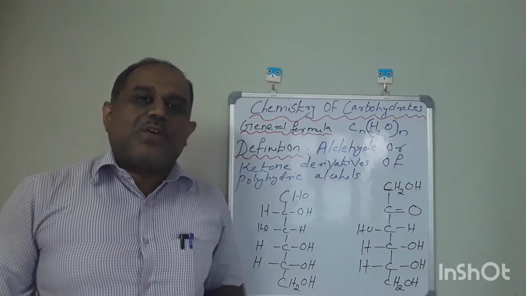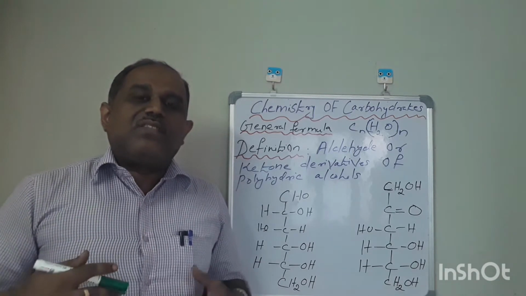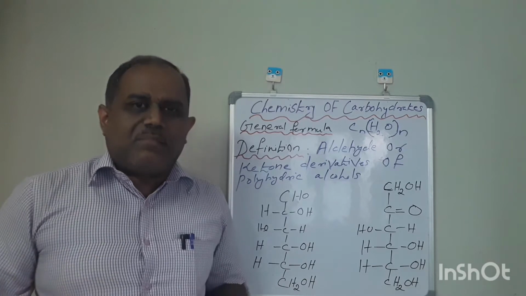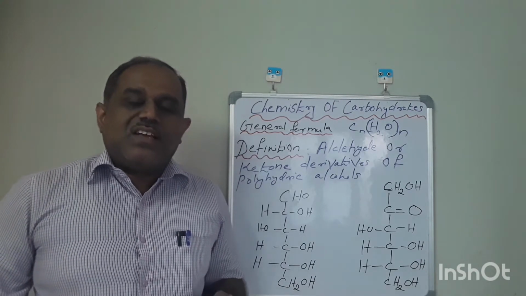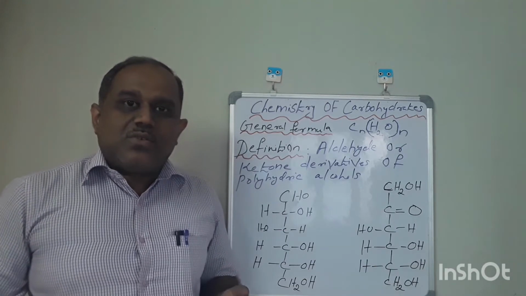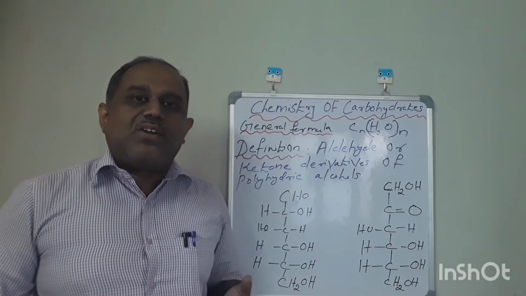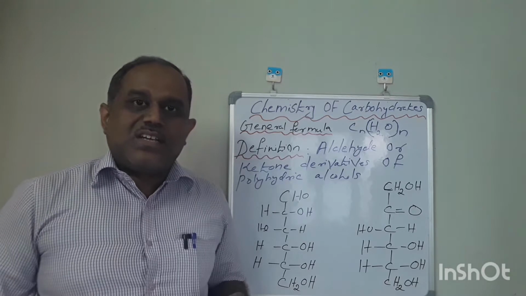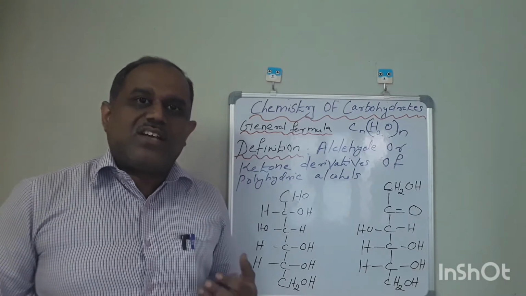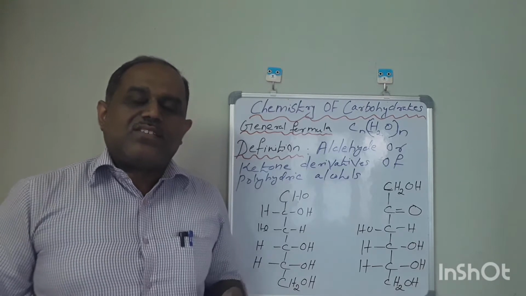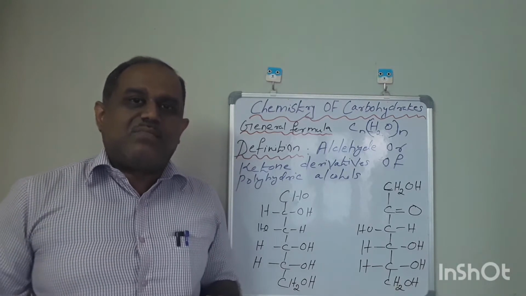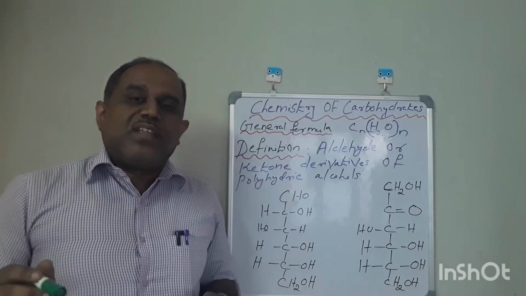What are the examples for carbohydrate? Whenever we say carbohydrate, so many things come to our mind. For example, glucose, fructose, mannose, galactose, sucrose, maltose, lactose, starch, glycogen, cellulose, hyaluronic acid, chondroitin sulfate. These are all general examples for carbohydrates.